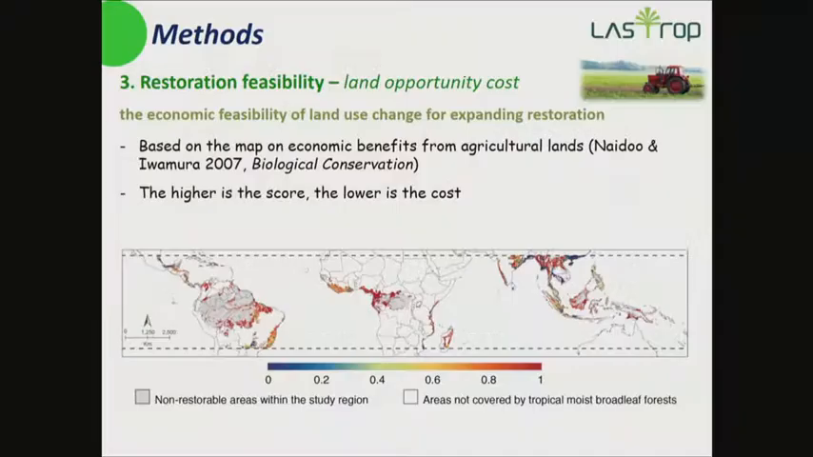So we renormalized this map, and the higher the land opportunity cost, the lower the feasibility for restoration. That's why the areas you see here in more red colors are the areas where people get lower benefits from agricultural activity, where land opportunity cost is lower, and where we may have higher chances for expanding restoration.